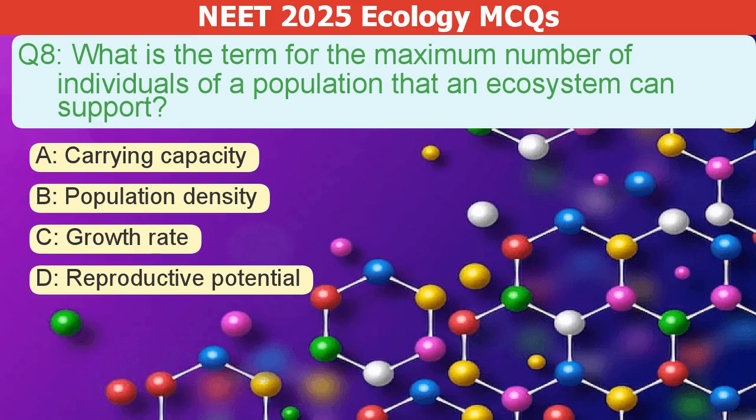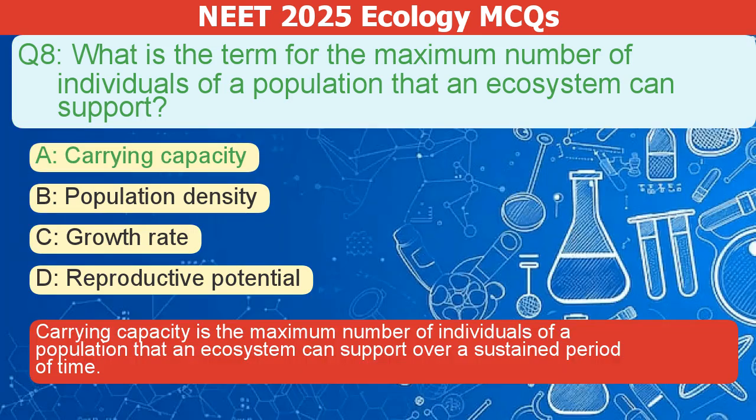What is the term for the maximum number of individuals a population's ecosystem can support? A. Carrying capacity. B. Population density. C. Growth rate. D. Reproductive potential. The correct answer is A. Carrying capacity is the maximum number of individuals in a population that an ecosystem can support over a sustained period of time.